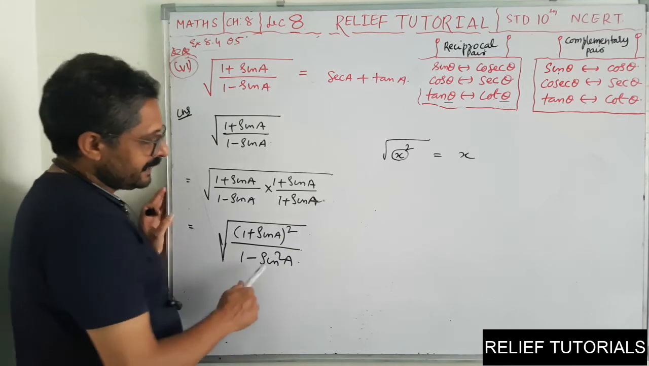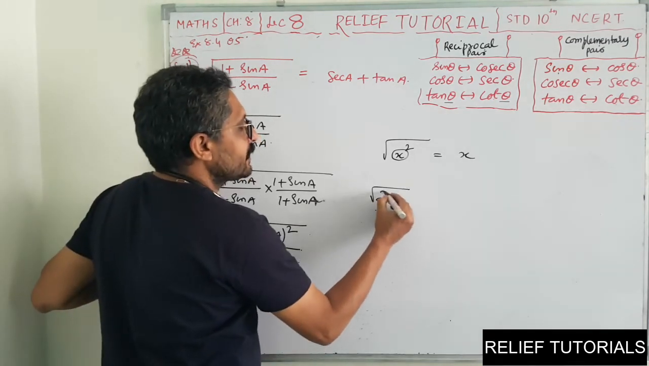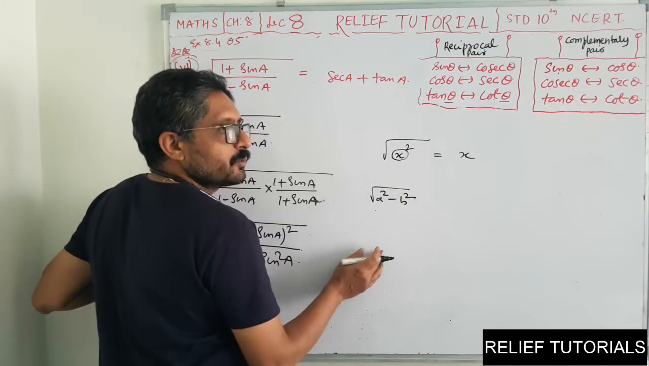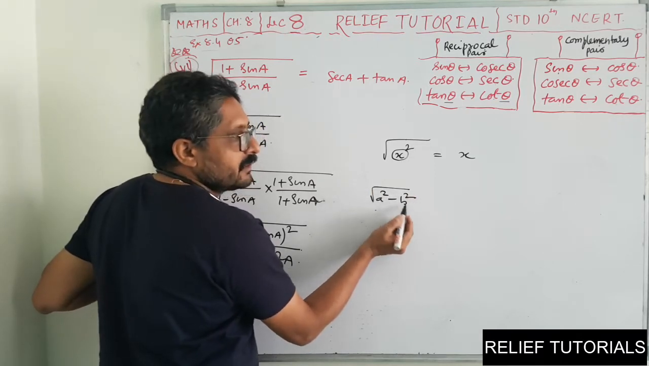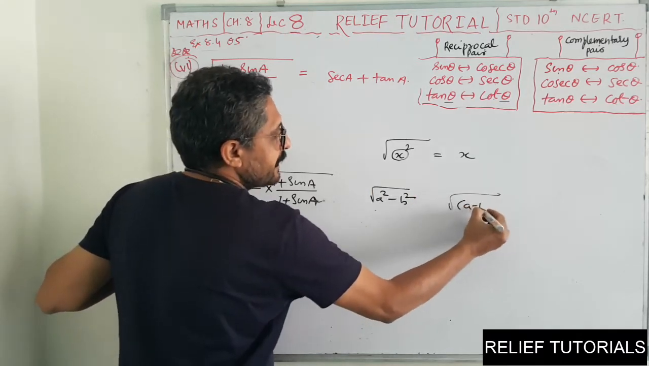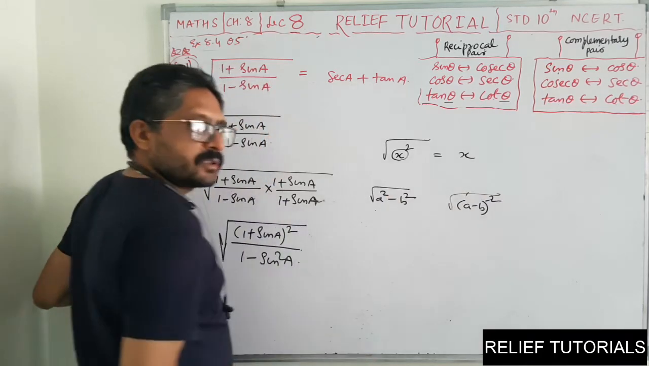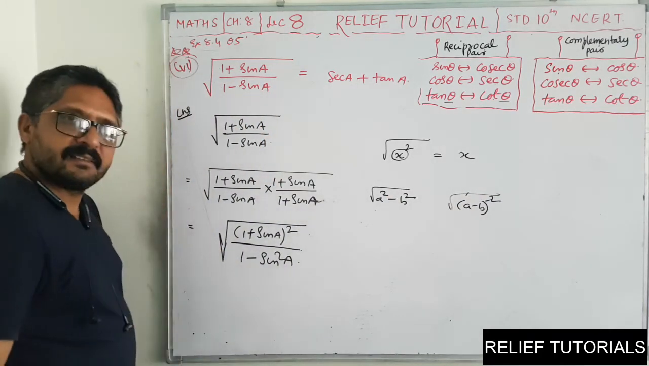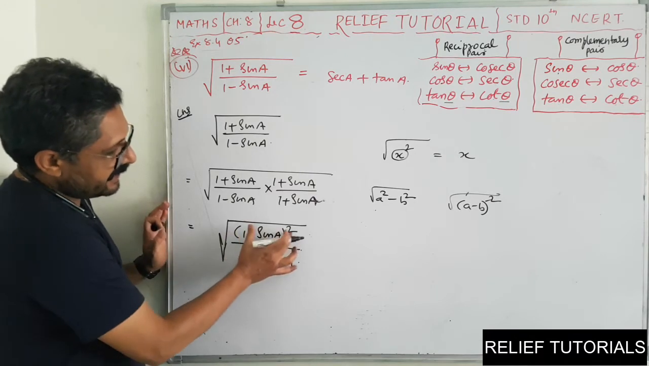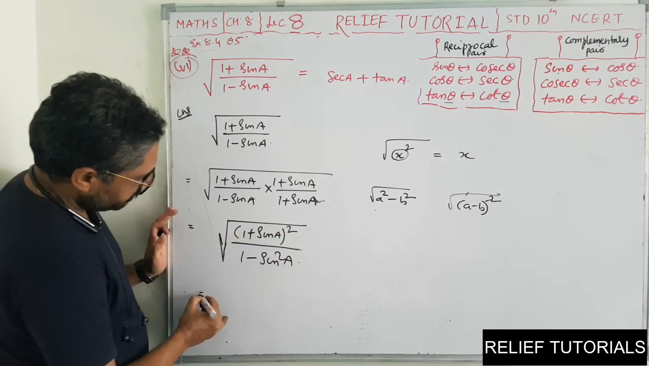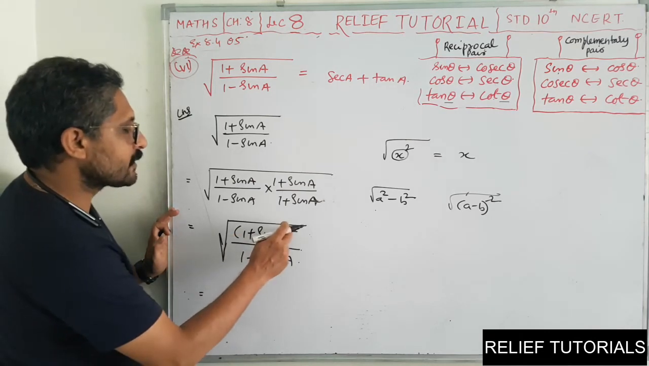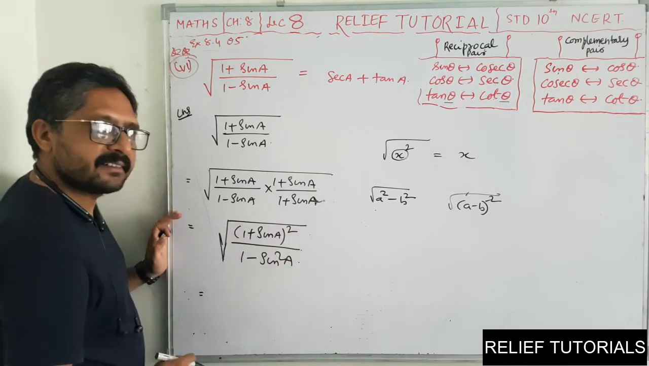I told you in the very beginning, here you can't remove the root, a square minus b square. Why? Because it is not a whole square. The square is for these two terms. If it is in this manner, a minus b the whole square, then I can remove the root. But here it is different. Here in this case, yeah, I can do that. I can remove the root. So 1 plus sin a the whole square. So this square and root will get cancelled.